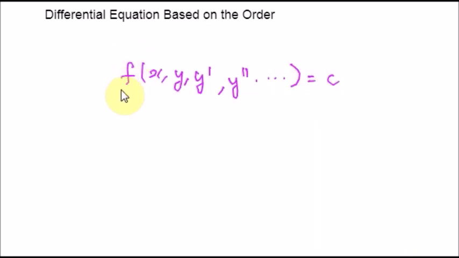Here is the general differential equation in two variables, where f is a function of x, y, y dash, y double dash and so on. And you should know what x is. x is nothing but the independent variable, and y is the dependent variable. It changes depending upon x. Whatever change happens in x, it will affect the y variable.